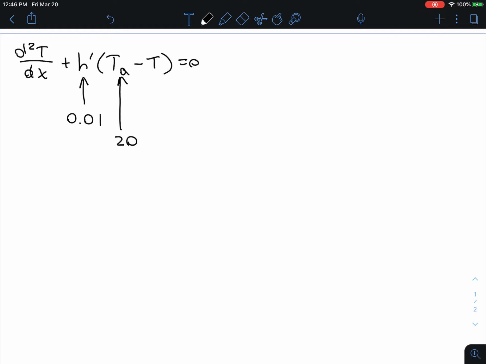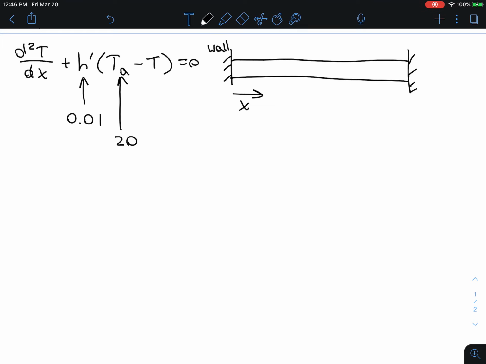So let me explain what we actually mean by this. What we're actually doing is we're calculating the temperature profile as a function of x in a rod that is in touch with two walls. So you have a wall on the left and a wall on the right. And these walls are at different temperatures. This is x equals 10.